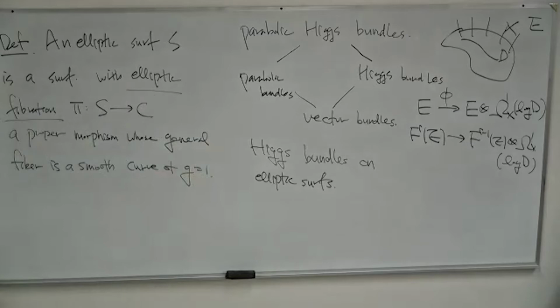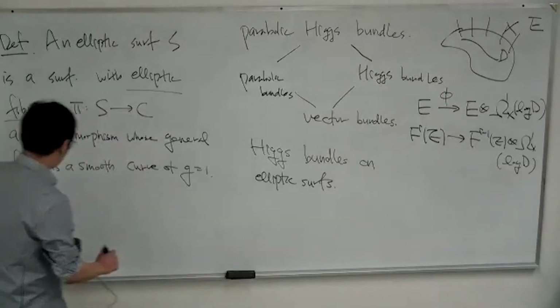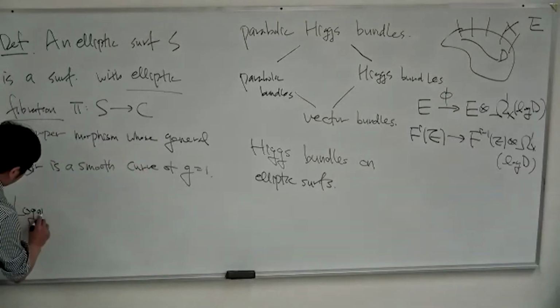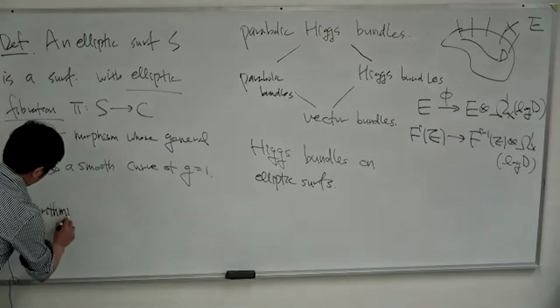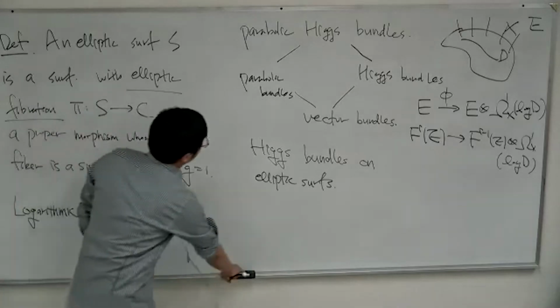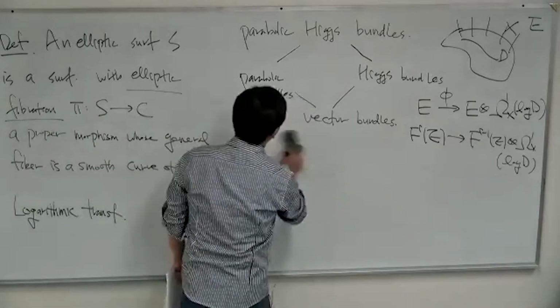Anyway, I want to discuss these Higgs bundles on elliptic surfaces. There is a fundamental operation on elliptic surfaces introduced by Kodaira in 1960, the so-called logarithmic transformation. Let me tell you what it is.